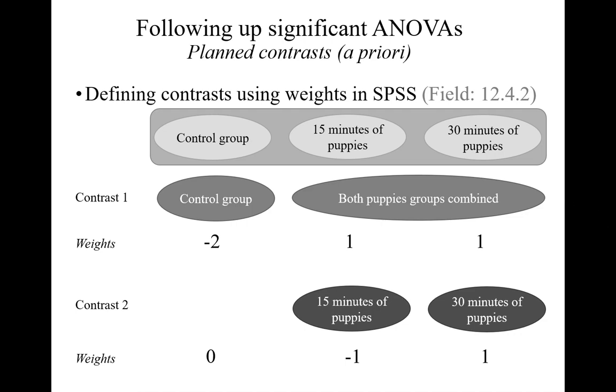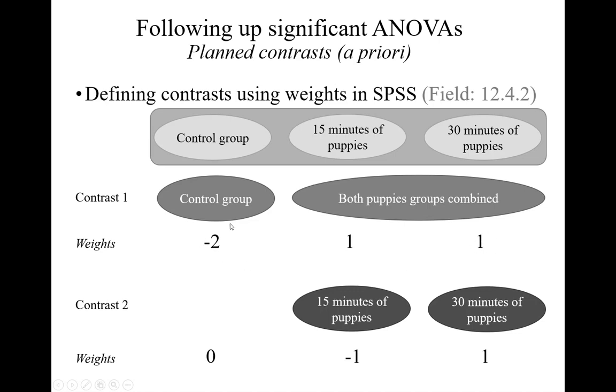Alright, so going back to our puppy example, this is what we would do. So again, we've got the 3 groups. That's our ANOVA that we've run at significant. Now we're going to do the contrast. These are the 2 contrasts that we've come up with. We're going to compare the control group to the 2 puppies groups chunked together. So the weights we'd give these is -2 to the control group, 1 to the 15 minutes group, and 1 to the 30 minutes group.